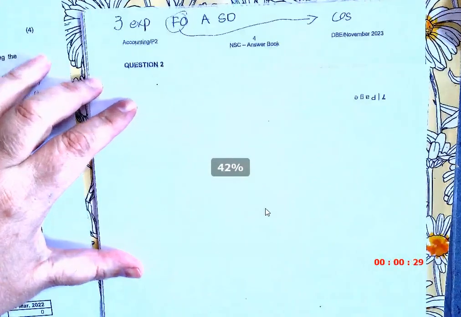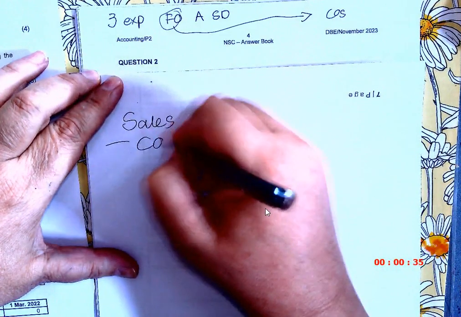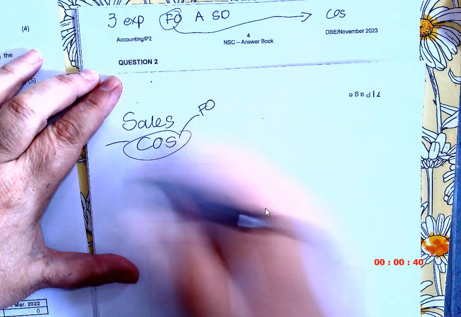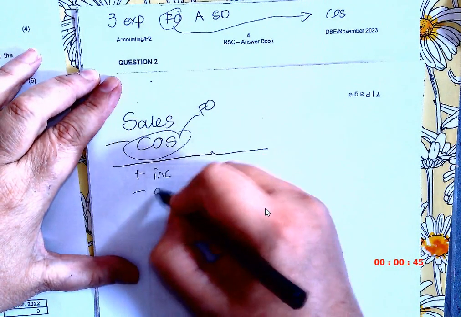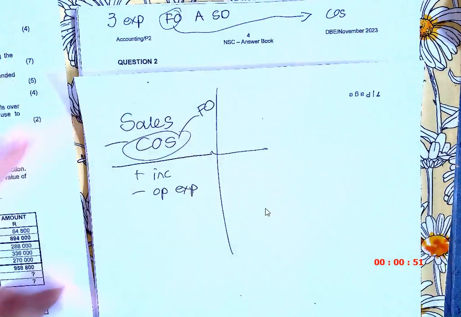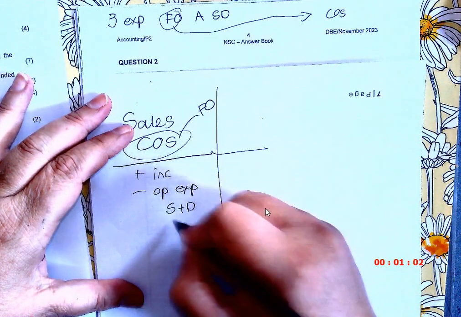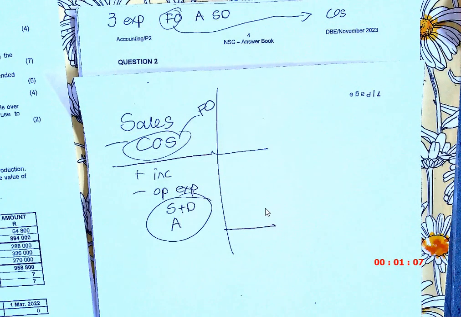If they do that, your income statement is basically going to be sales less cost of sales. So the factory overheads is part of that cost of sales. Then it says plus income less operating expenses, and other than what we are used to saying, salaries, insurance, stationery, packing material, you're not going to say that. You're just going to say sales and distribution, admin. That's your expenses, because all your expenses are taken there.